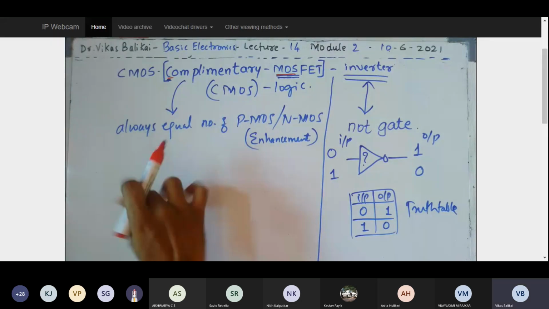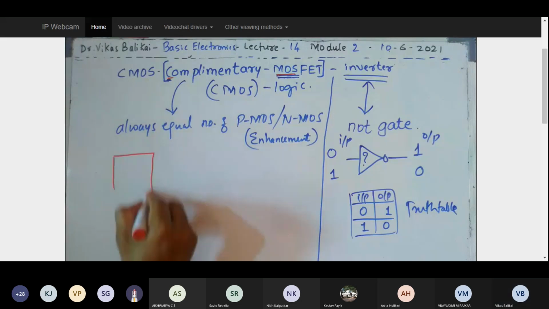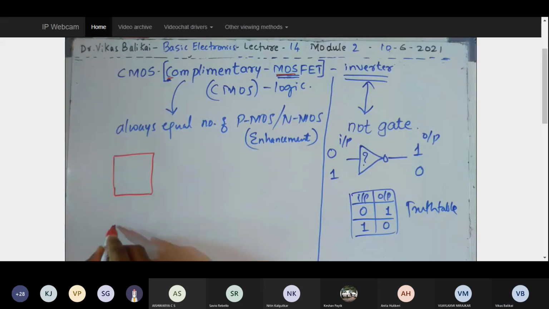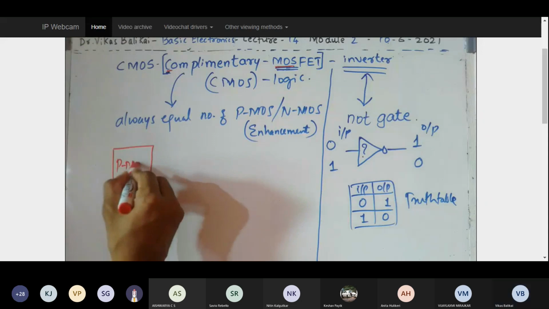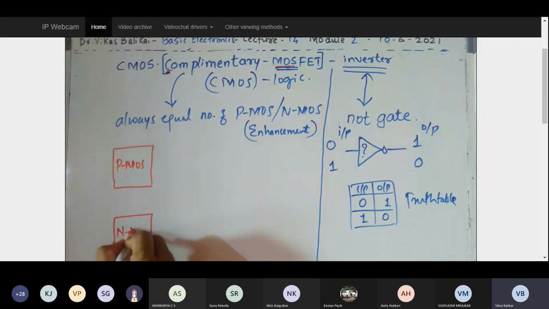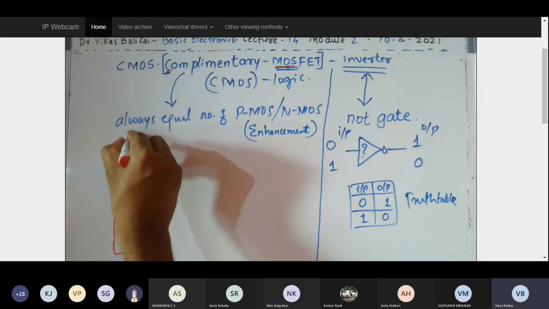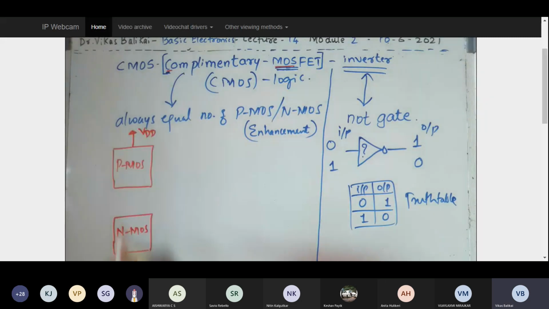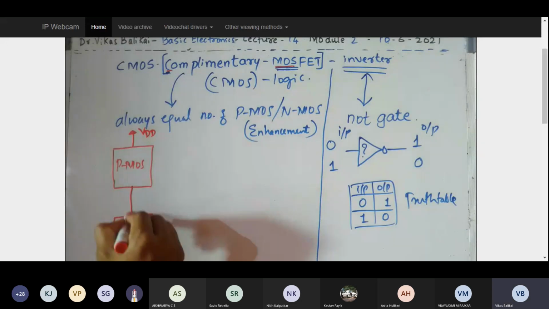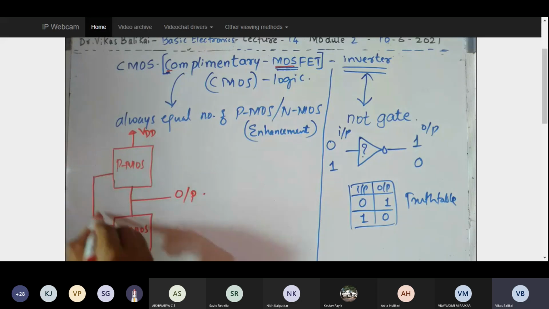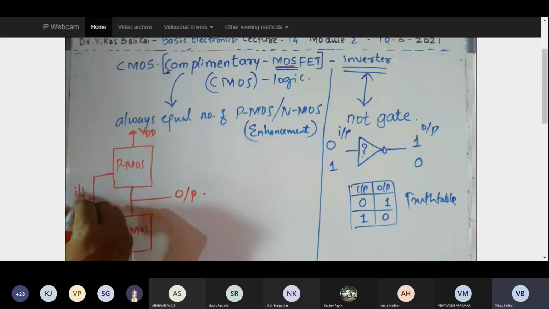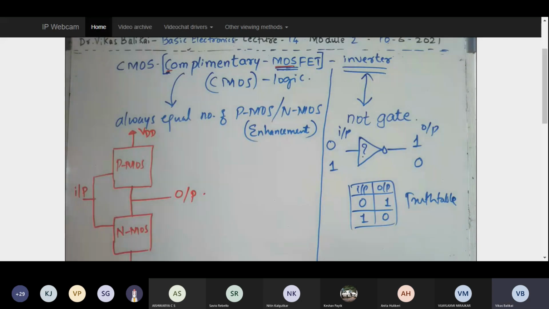I'll just draw it this way. There will be one PMOSFET and one NMOSFET, and there will be a supply connected over here, which I call VDD, and this is connected to ground. In between, I'm going to consider the output, and the input I am giving is a common input to both my PMOS and NMOSFET. So this is my general structure.